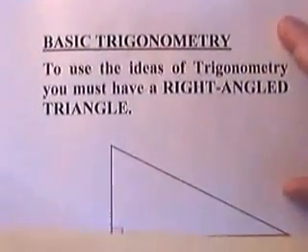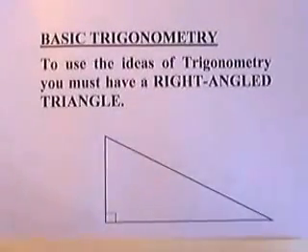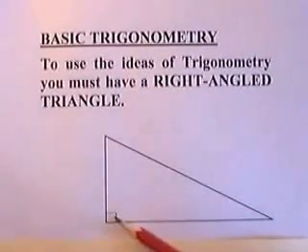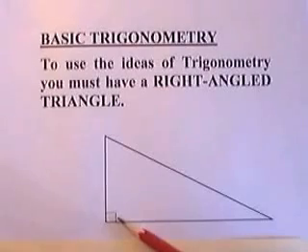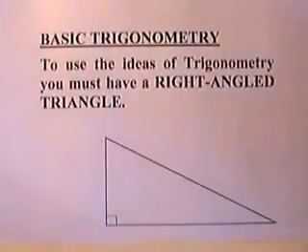Here I've drawn a right angle triangle. It's a right angle triangle because here in the corner is marked the right angle, and as you should know by now, a right angle is 90 degrees, so that's a typical right angle triangle.